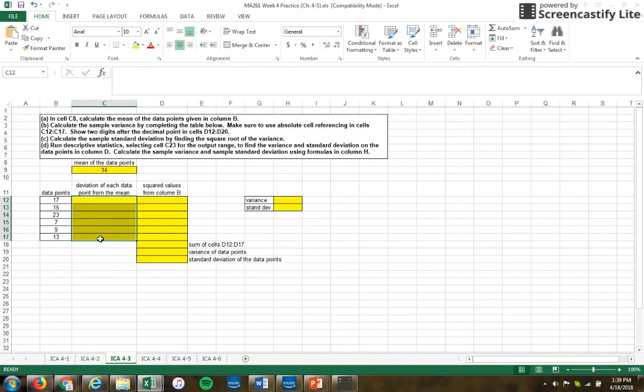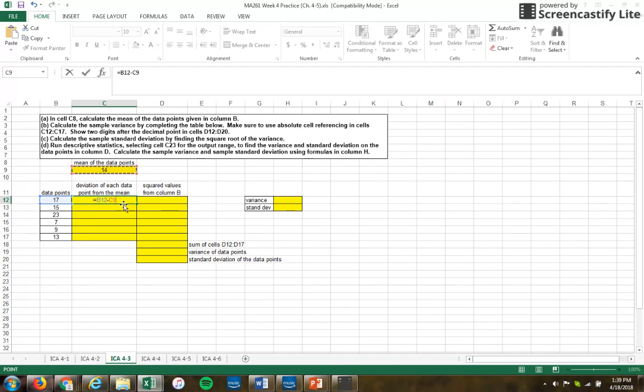So in order to find out what the standard deviation is, we've got to square the deviations, add them up, and then get rid of the square by finding the square root of the variance. That's what we see. So to find the deviation of each data point from the mean, we need to subtract. So we hit equals 17 minus the mean.